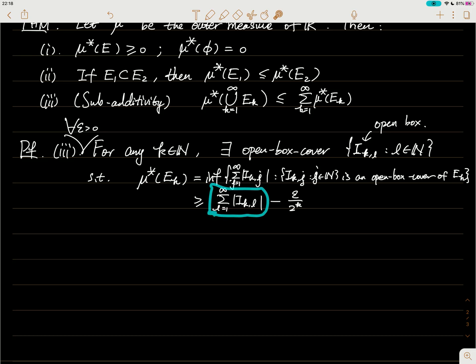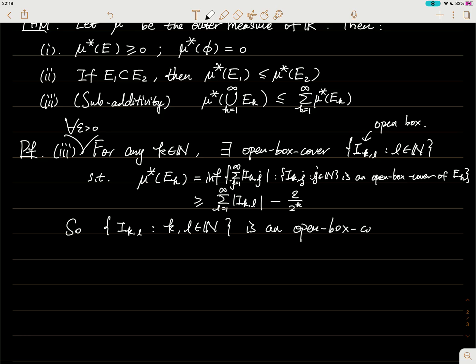And how close is it? It is close to the outer measure of E_k by at most this. Okay, that's what happens for each E_k. Now I use these to cover E_k, and for each k I have countably many of these, I_kl, running over all k and l. For each given k, I_k1, I_k2, I_k3 together form an open box cover for E_k. And then for k from 1 to infinity, this is an open box cover of the union of E_k.